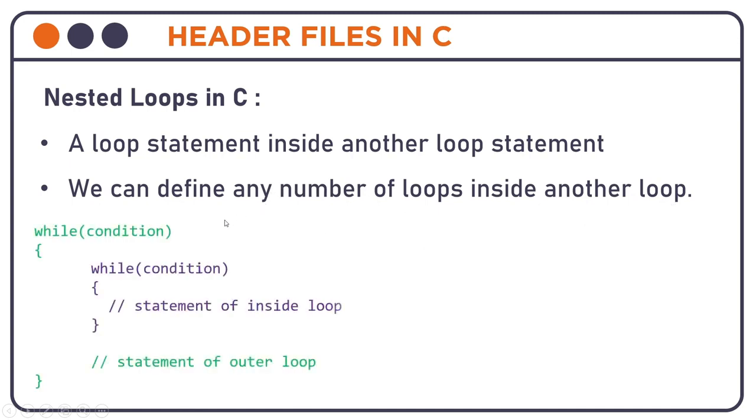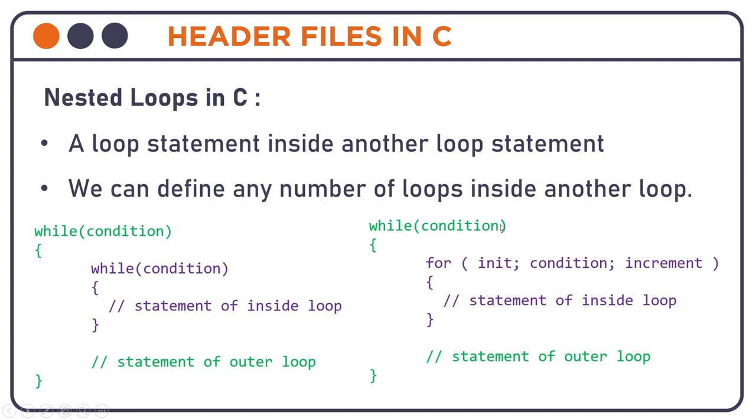Okay. For example, we have a while loop, and inside this while loop here, we have another while loop. And we can have as many while loops or for loops inside of each other. For example, here we have a while loop, and inside this while loop, we have a for loop. So nested loops means a loop inside another loop, inside another loop, and so on.